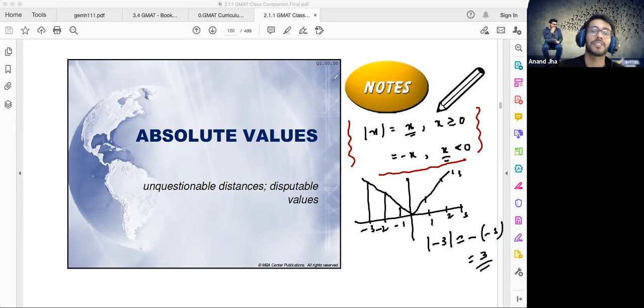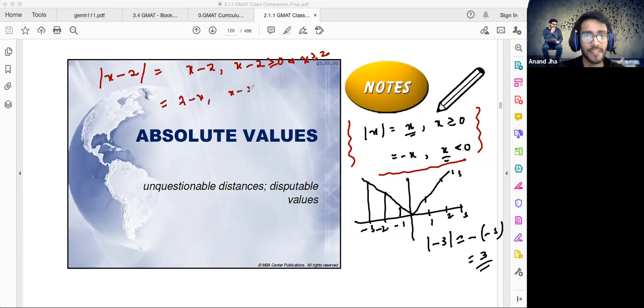Why have I given you this definition? The reason is, suppose this is the case. What will you write? Mod x minus 2. I'll write x minus 2 when x minus 2 is greater than or equal to 0, that is x greater than or equal to 2. Then you'll write minus of x minus 2, which is 2 minus x, when x minus 2 is less than 0, that is x less than 2. Because the end result is always positive. That's why we write like this.